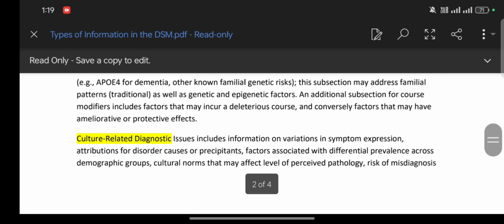And culture-related diagnostic issues means that cultural background can affect how symptoms appear, what people believe caused them, and how common the disorder is in a group. For example, in some cultures hearing voices might be seen as spiritual, not a sign of schizophrenia.